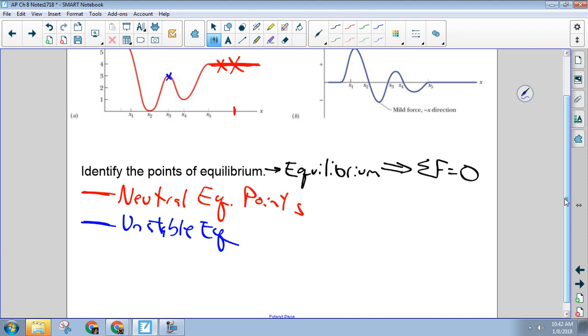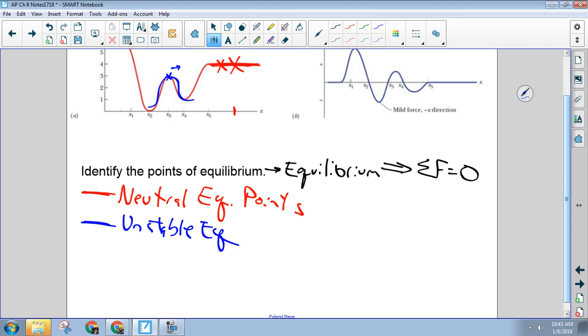If you push it a little bit to the left or the right, the conservative force associated with this potential energy is going to move it farther away from that point. So if I push it a little bit to the right, that force is going to pull it even farther to the right, exactly like a ball balanced at the top of a hill. If you push it a little, it's going to roll down the hill. If you push it the other way, it's going to go that way. Does that make a little bit of sense?